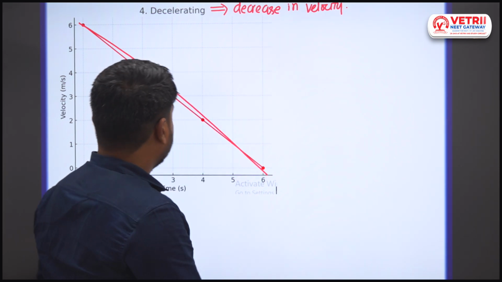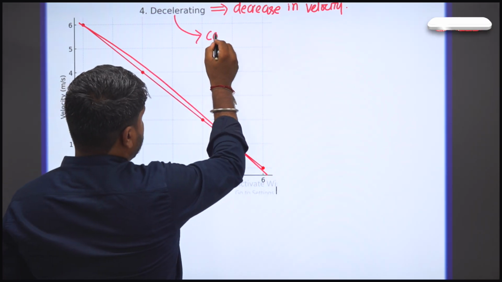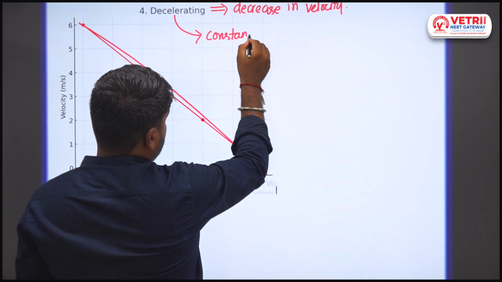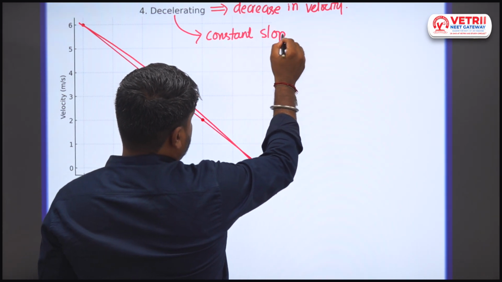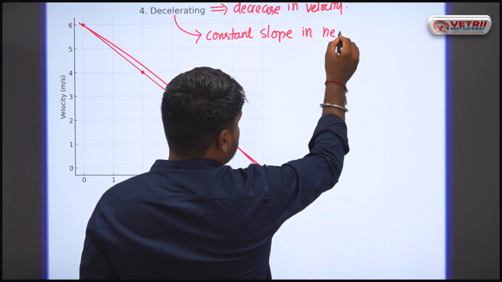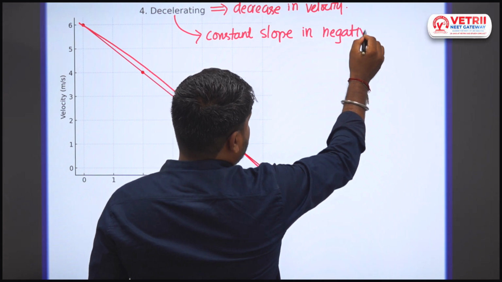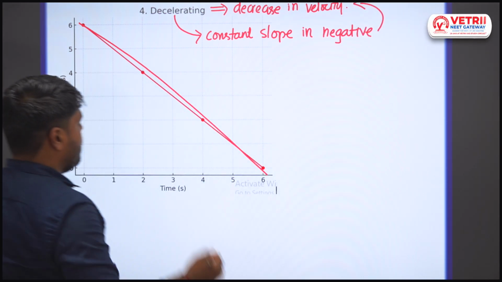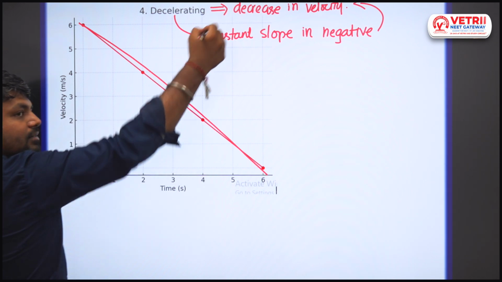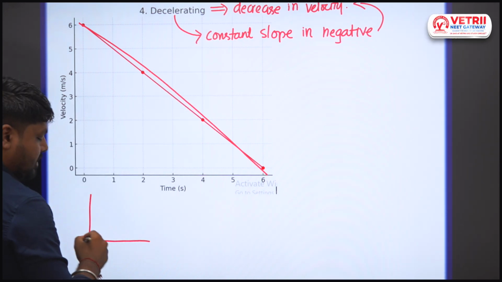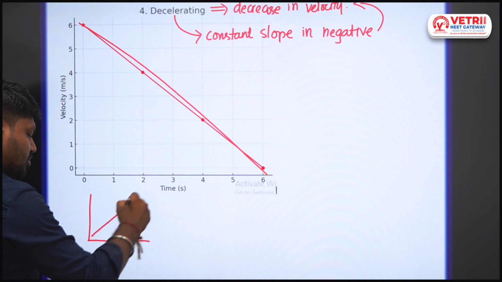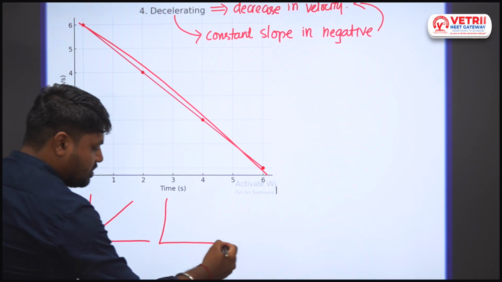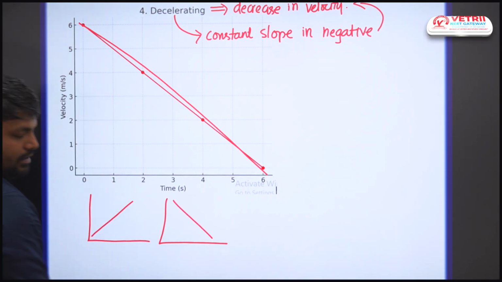Here also, decelerating means constant slope in the negative side. Constant slope in negative, because of the decrease in velocity. So a constant slope in positive should be drawn like that. If it is a constant slope for positive, you should draw it like that. If it is a constant slope for negative, you should draw it like this.